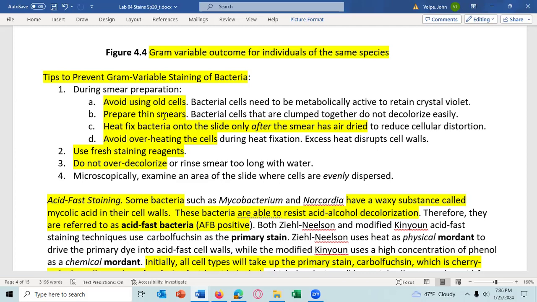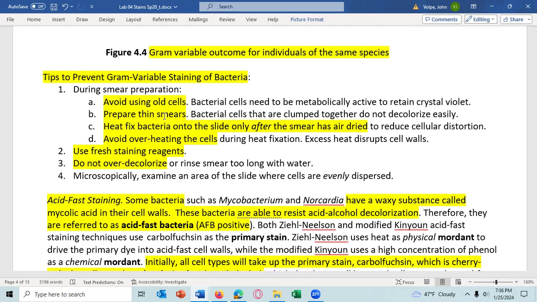And then another very major important one is do not over decolorize. If you over decolorize, add too much decolorizing agent for too long a period of time, you will pull out the crystal violet iodine complex from the gram positive cells.